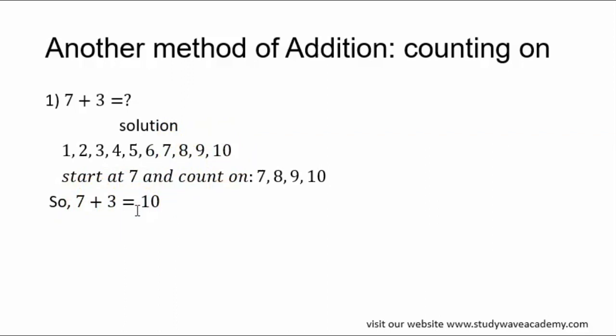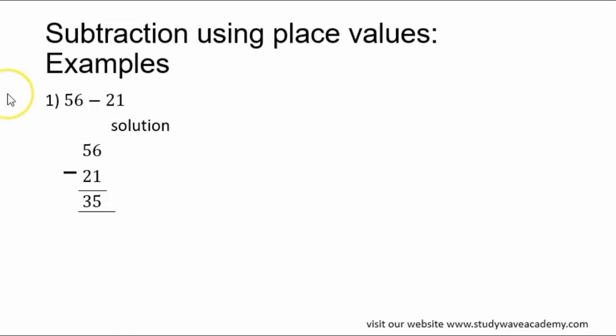So whichever method is easier for you to do, you do. Okay, we have the place value form and the counting on form. We understood that, right? Good. Now we have subtraction. Remember, we're doing addition and subtraction. So now we're going to be doing subtraction using place values. So here we have 2 digits. 56 minus 21. We place them according to their values, ones in ones and tens in tens. So we have 56 minus 21.